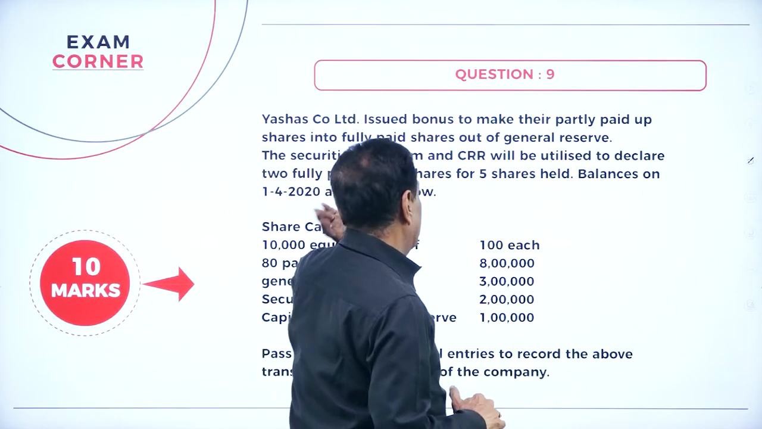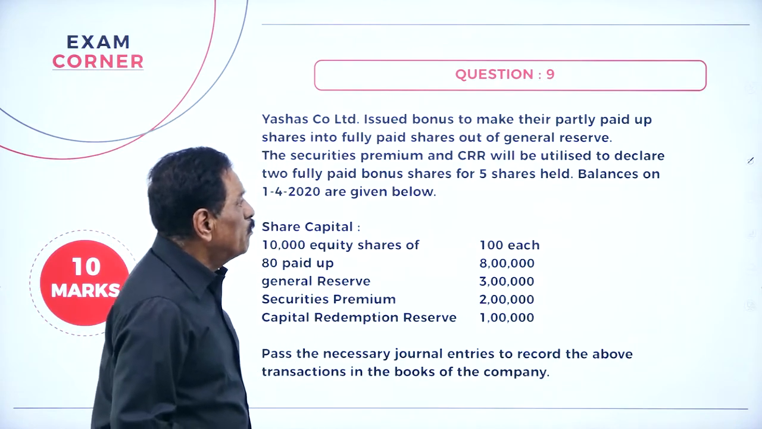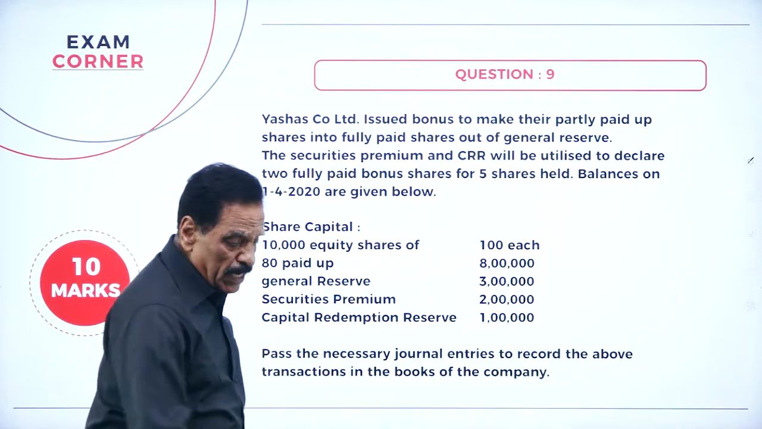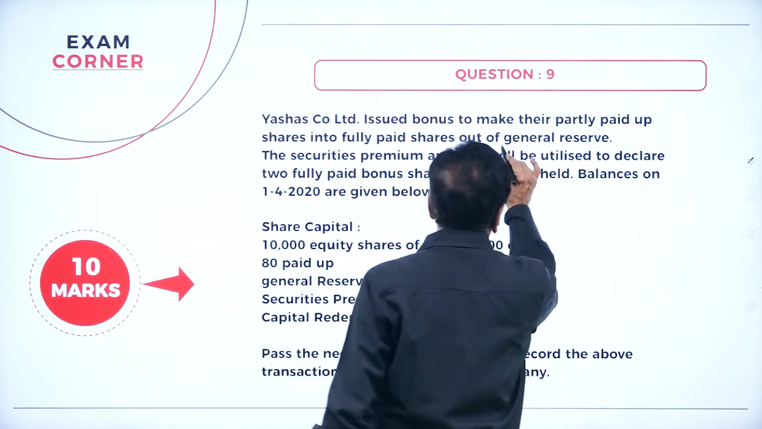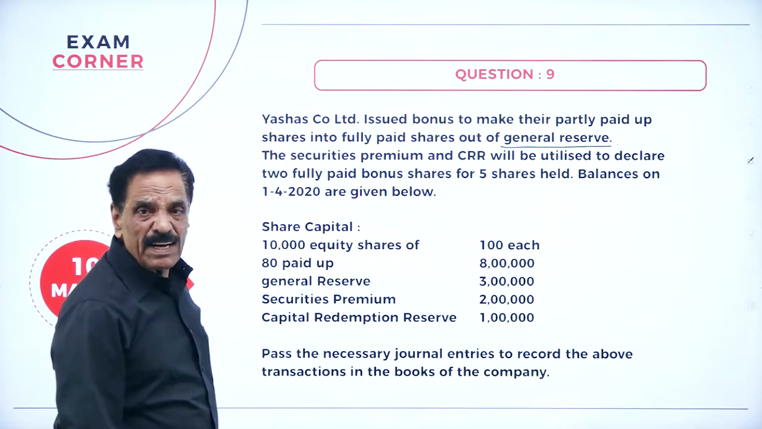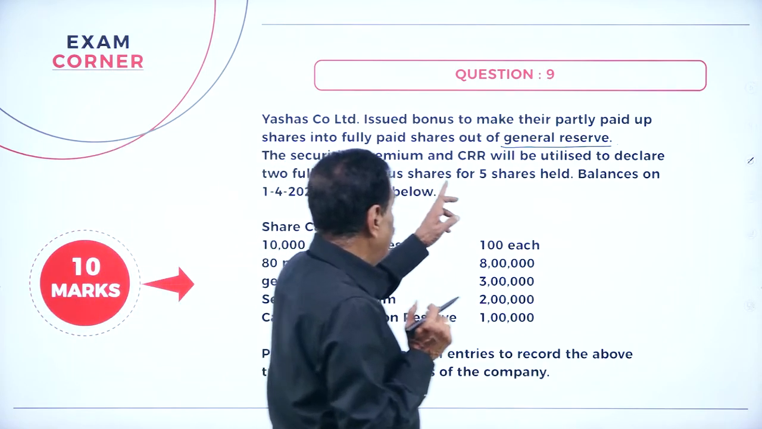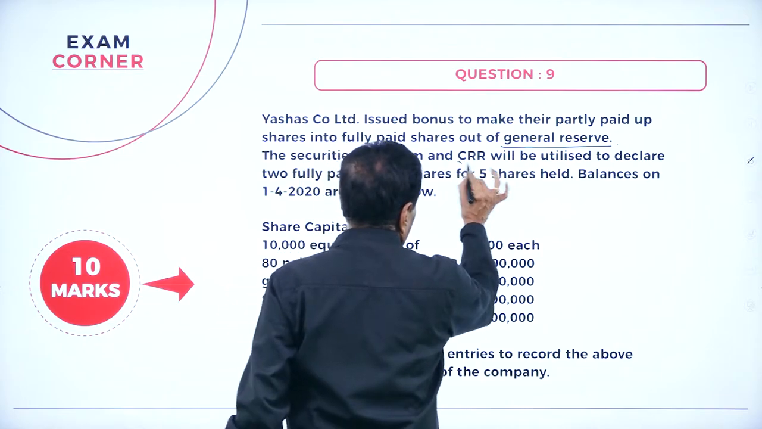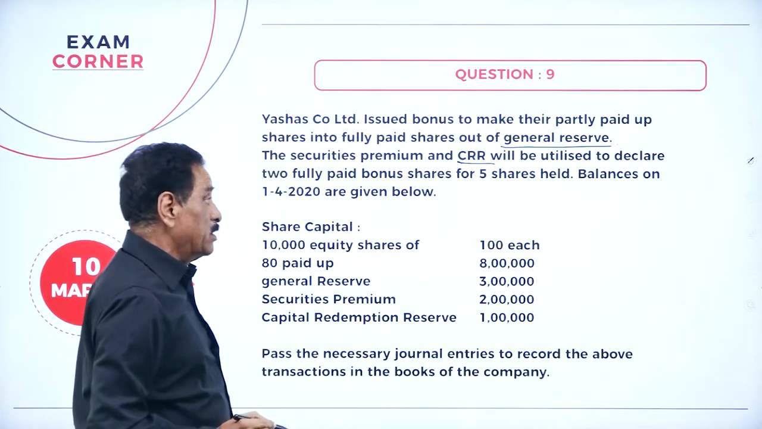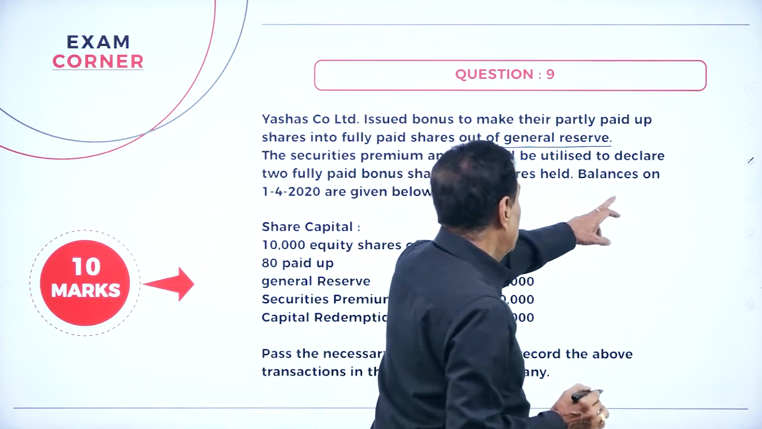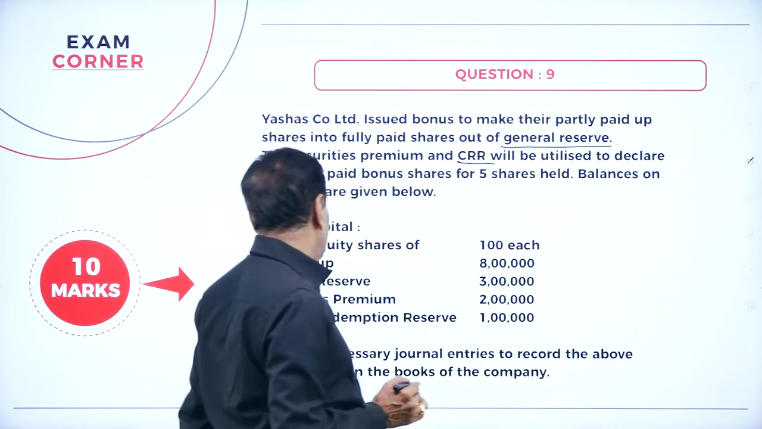Yashas Company Limited issued bonus to make their partly paid-up shares into fully paid-up shares out of the general reserve. This is important: out of the general reserve. The securities premium and CRR, capital redemption reserve, will be utilized to declare 2 fully paid bonus shares for every 5 shares held. Balance on 1/4 is given below.